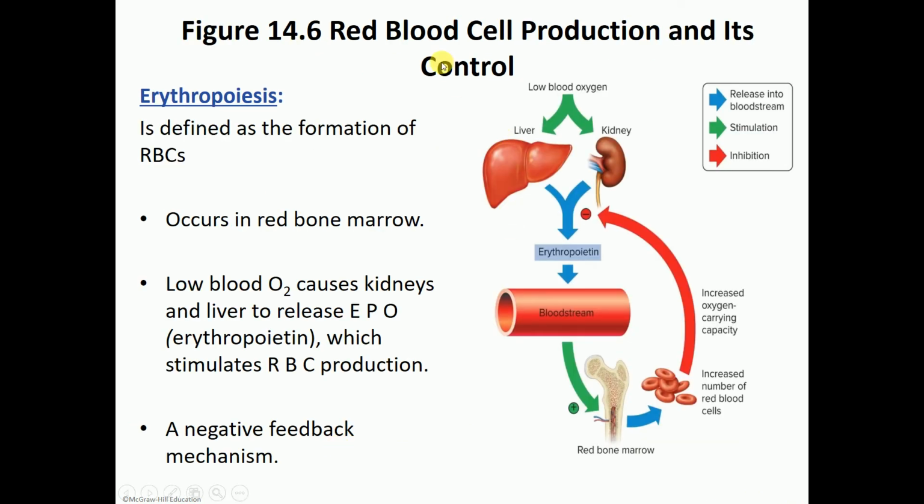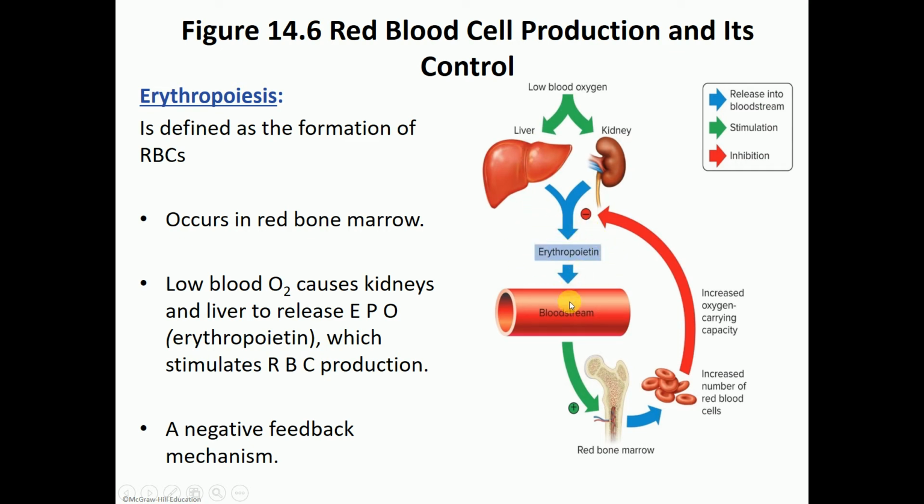Now, how does the body control the production of RBCs? That process is known as erythropoiesis, which is the formation of RBCs. We know that RBCs are formed in the red bone marrow, but what stimulates that process? So the story all starts if a person goes through hypoxia, so low blood oxygen levels, that will stimulate the kidney mainly and the liver to produce a hormone called erythropoietin.